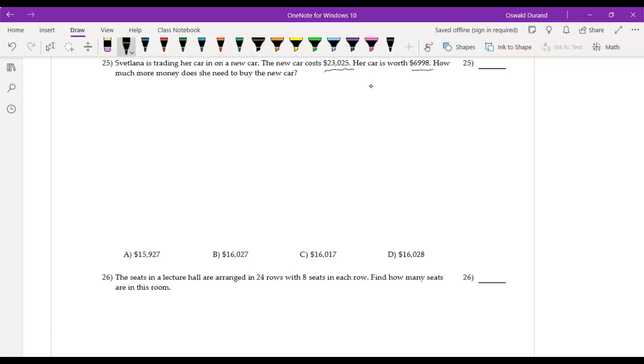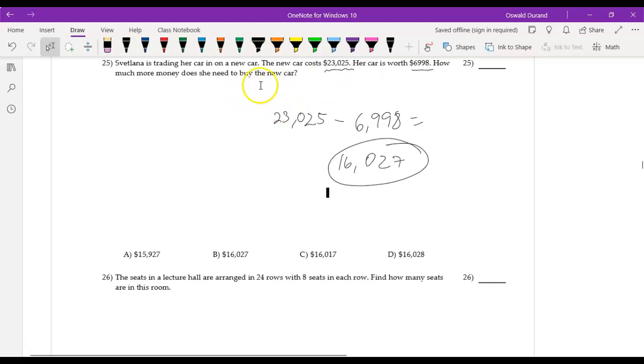Okay, so let's figure that out. So 23,025 minus 6,998, and you use your calculator. So 23,025 minus 6,998, and that gives you what she will need, 16,027. Okay. All right. Let's look at the next one here.